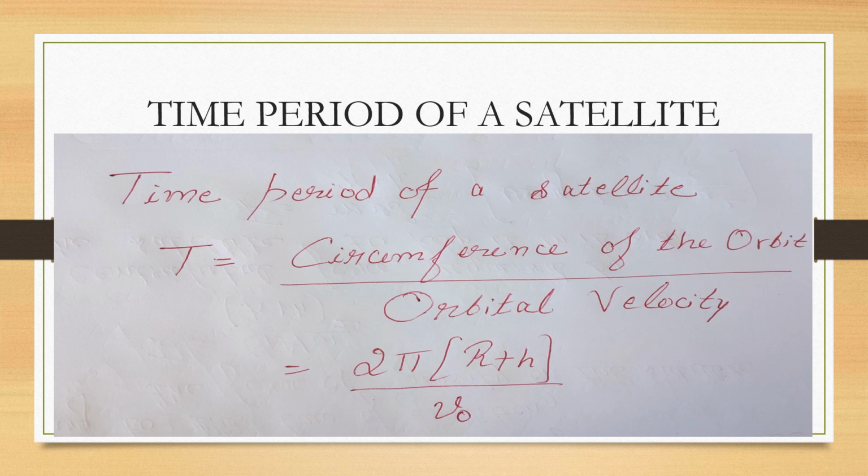We know the formula for the circumference of a circle is 2 pi r, but in this case, in place of r we are using r plus h, because r plus h is the orbital radius of the satellite. So we get 2 pi into r plus h divided by V naught.